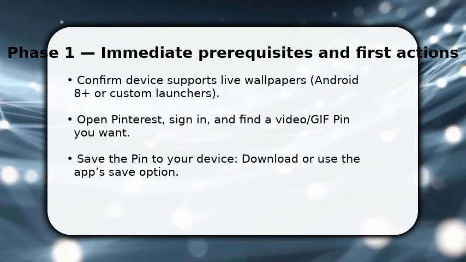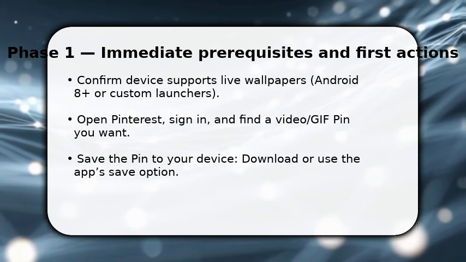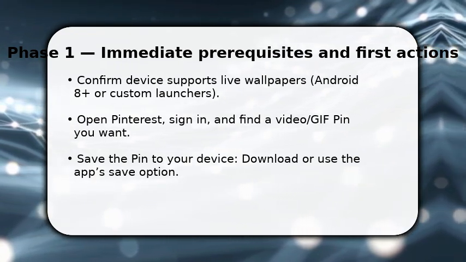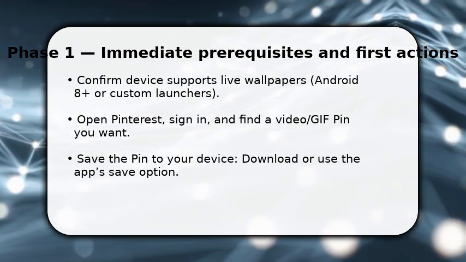You start by confirming your device supports live wallpapers. Most modern Android phones do. Once done, open Pinterest and sign in, then locate a video or animated pin. That's what will become live.